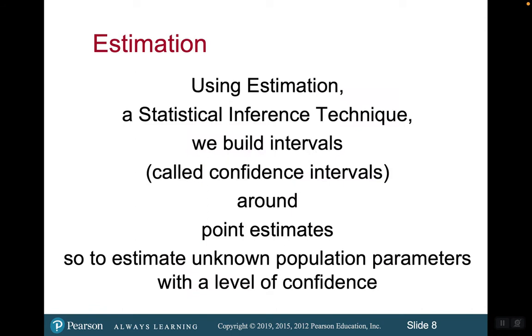All right, so estimation is a technique where we build intervals, we call them confidence intervals, around point estimates. So what we'll do is we'll take samples, do some analysis on the sample, which should give us a point estimate, and then use that as a basis to estimate our unknown population parameters with the proviso, or as I like to call it, the weasel clause, that there's a degree of confidence around it. So there's not going to be anything absolute.